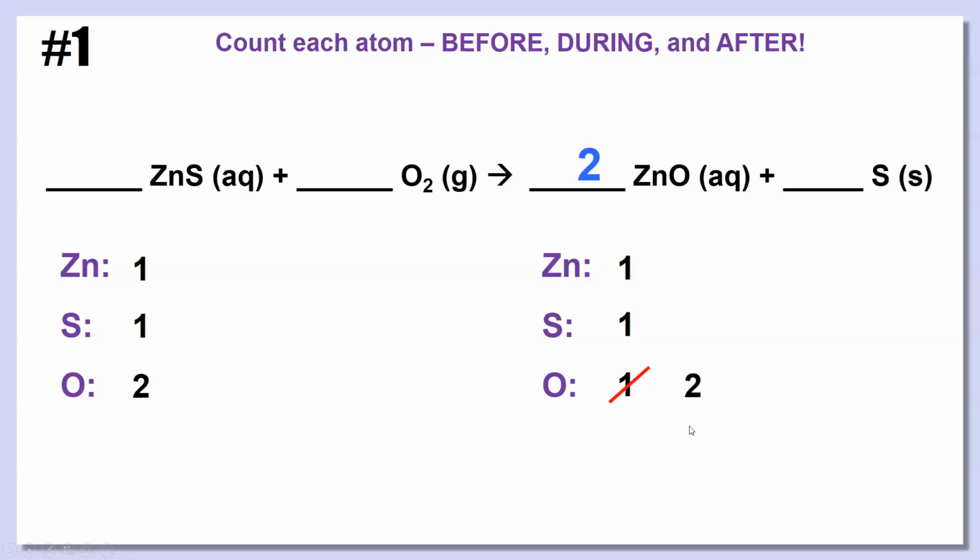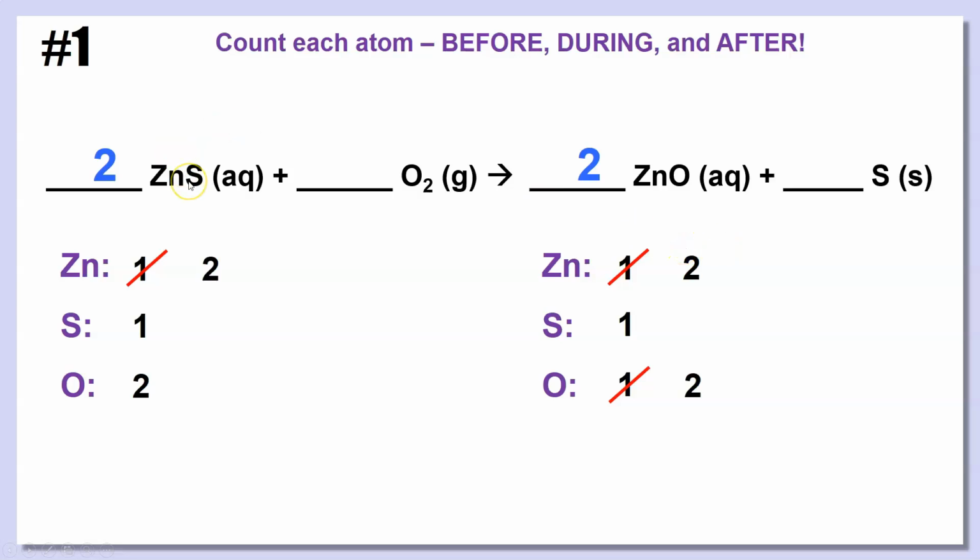But you may notice I fixed one thing and I screwed something else up, didn't I? I totally messed up the zinc. I don't have 1 zinc anymore. Now I have 2 zincs. I fixed one thing and then it got worse, right? Back and forth. So now we're going to go back to this side and try to fix the zinc. I'm going to put a 2 in front. Now I have 2 zincs, so that's all better.